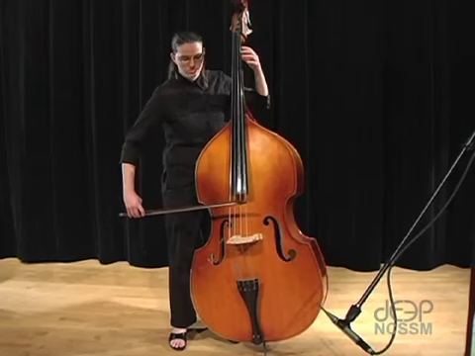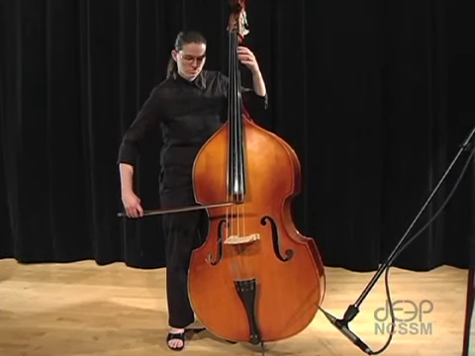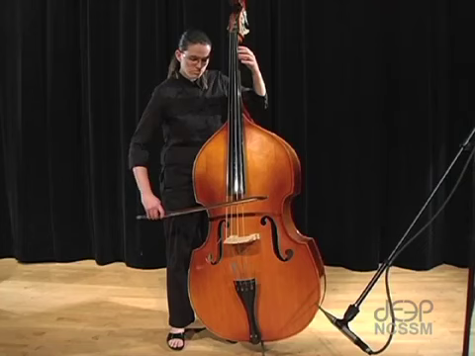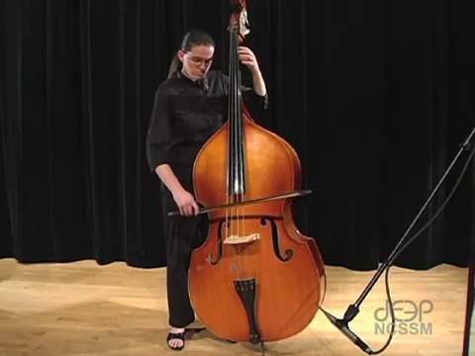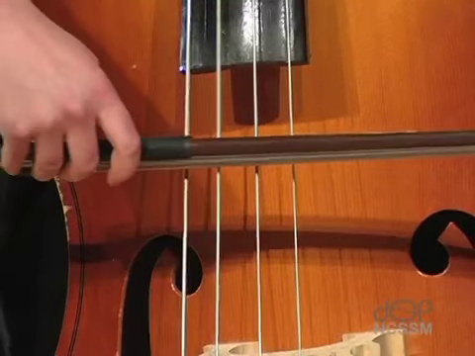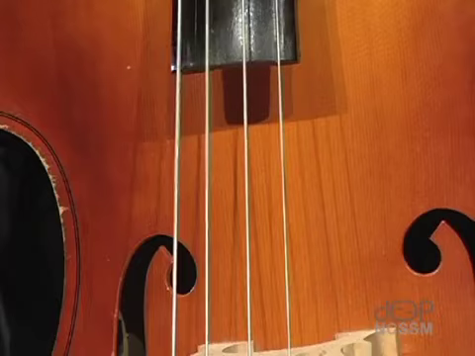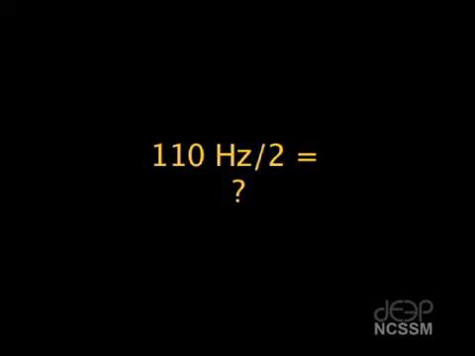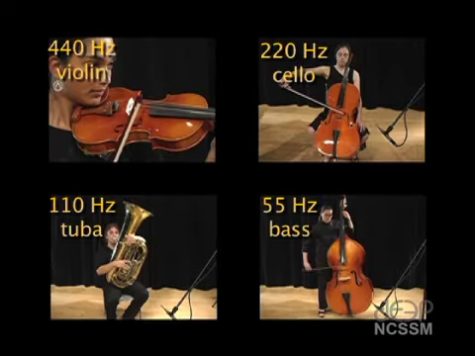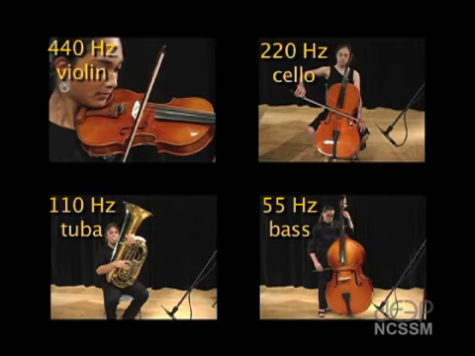Let's listen to one more instrument playing yet another A. Using the formula that we have established, can you name the frequency of the bass's tuning note? The bass's tuning note is 55 hertz, or 55 cycles per second. Let's look at each of these numbers and try to find a pattern.